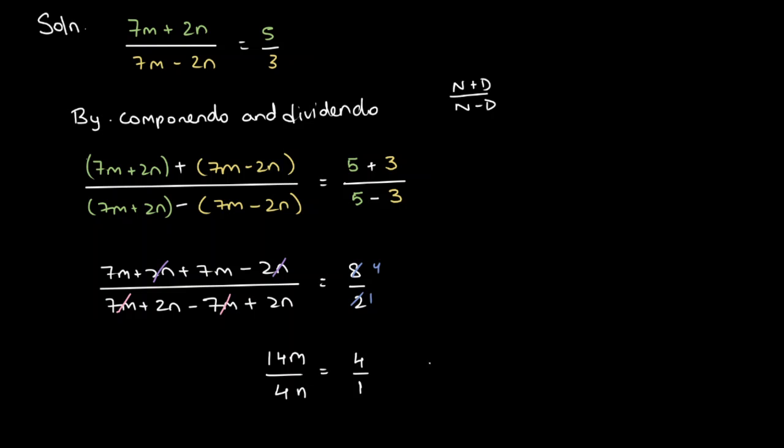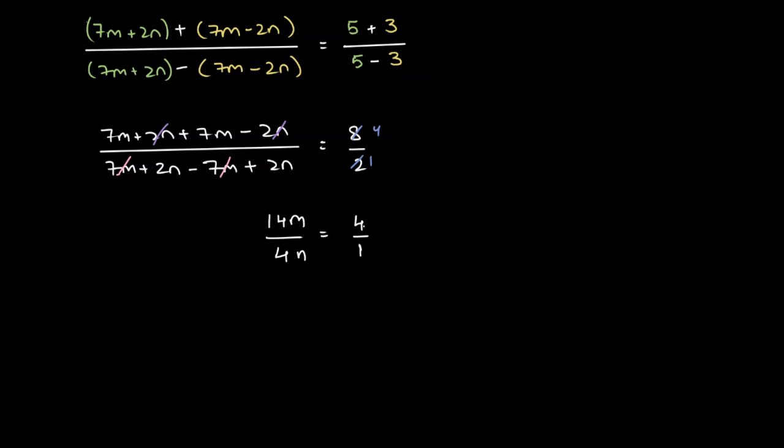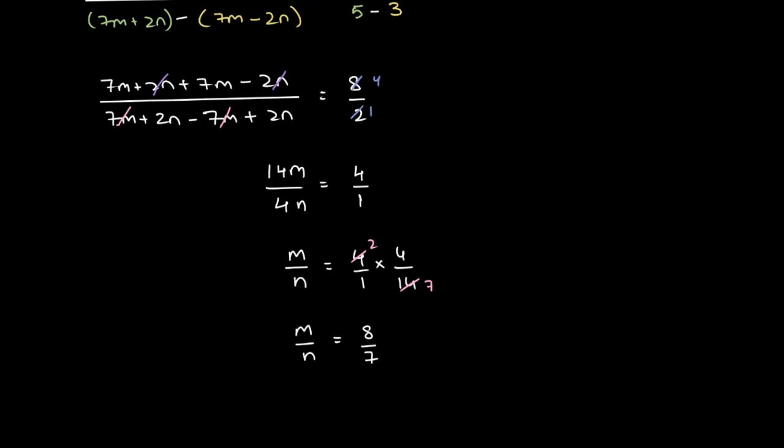upon 1. Remember, we want to find the ratio m is to n. So let's keep m and n here and take the other terms to the other side. So we have m upon n is equal to 4 upon 1, the 4 from the denominator goes to the numerator, and the 14 comes to the denominator. So let's cancel the terms that we can. 2 2s are 4 and 2 7s are 14. Now all that we are left with is m upon n is equal to 8 upon 7, right? So this is our value for m upon n.